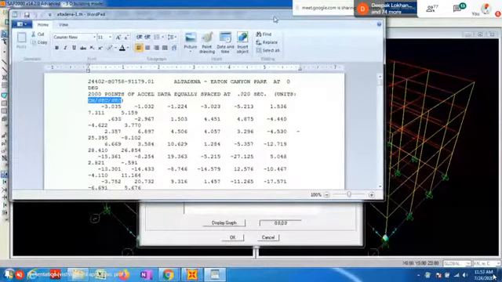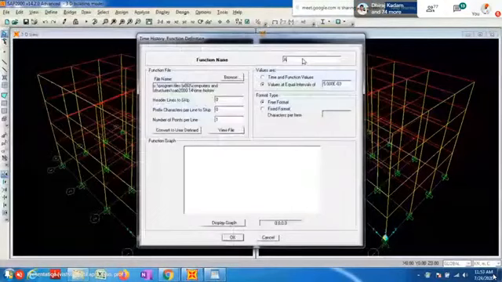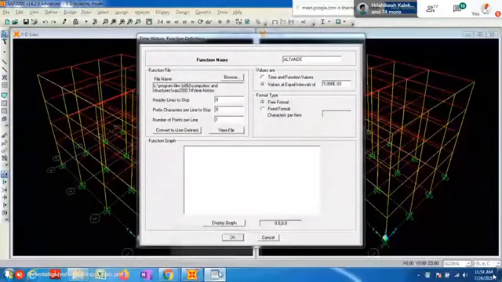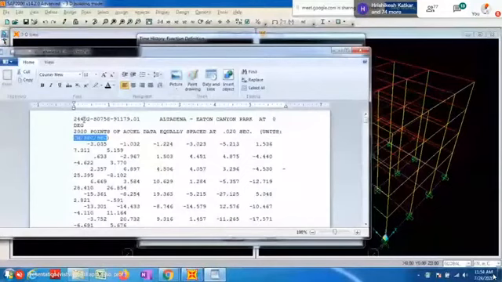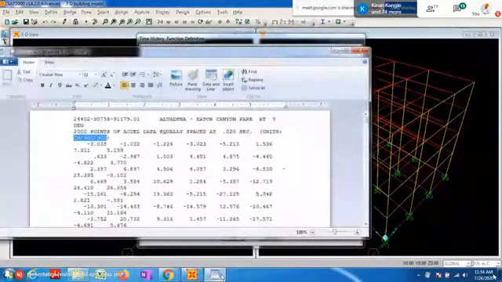Give a name to that function, something like El Centro or Bhuj earthquake, whatever the name of the file is. Then there is the header lines to skip. What is the meaning of this? How many informative lines are there? 1, 2, 3, 4 lines are there. These lines are not required for the analysis, so those lines need to be skipped.